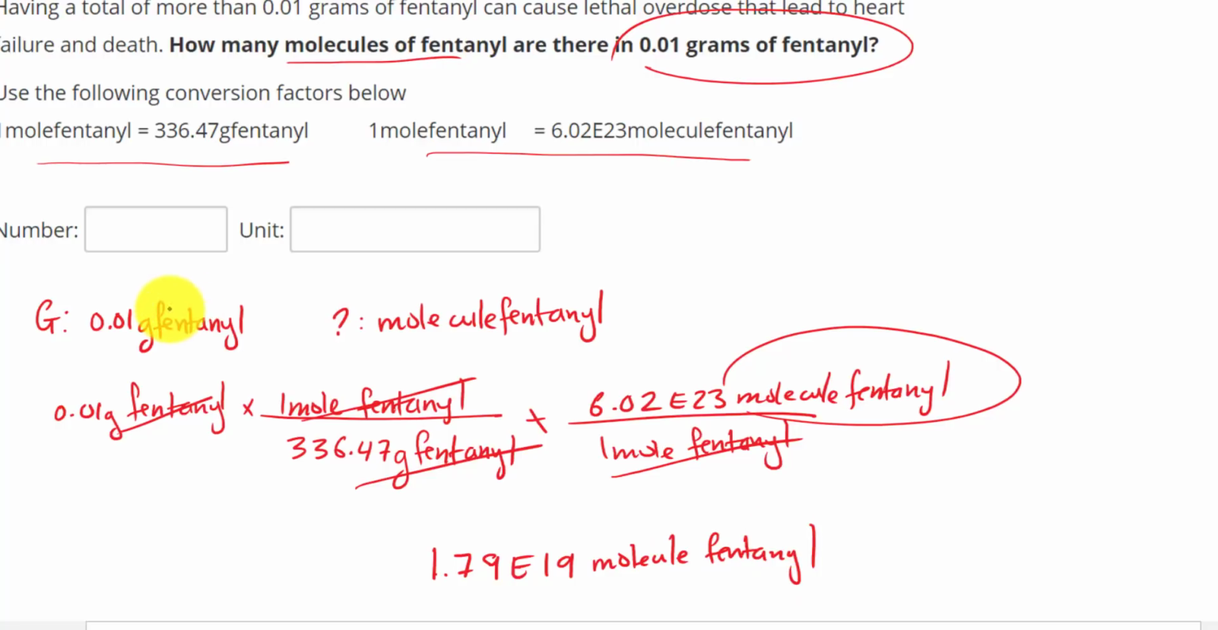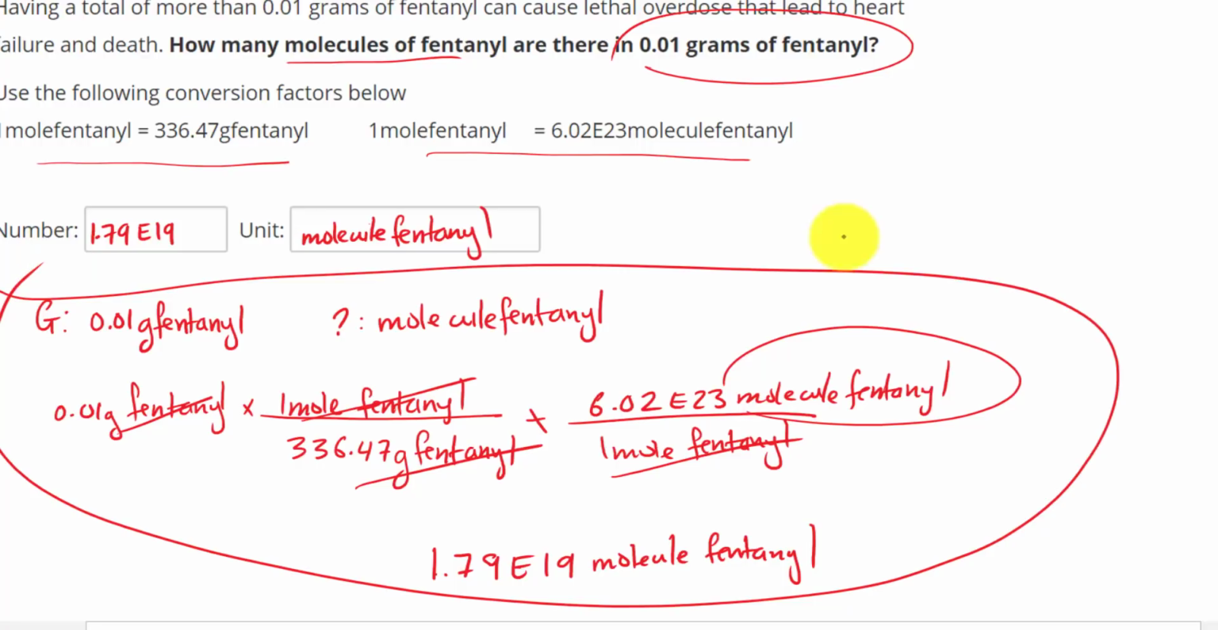And let's put this in our answer. Well, the number is 1.79 E19, and then the unit is molecules of fentanyl. And that's all we have to do. And this will be your work in your notebook. So now you know how to solve from your given all the way to your unknown.